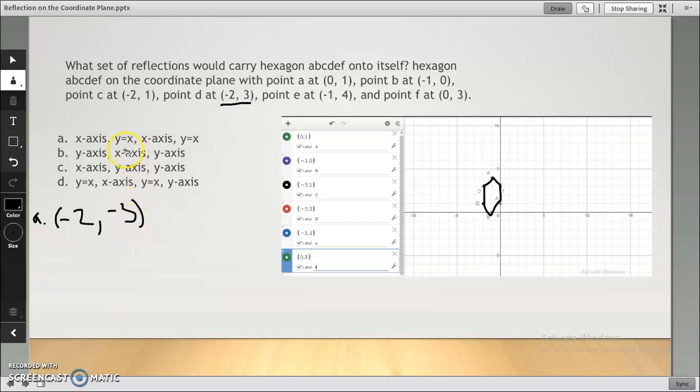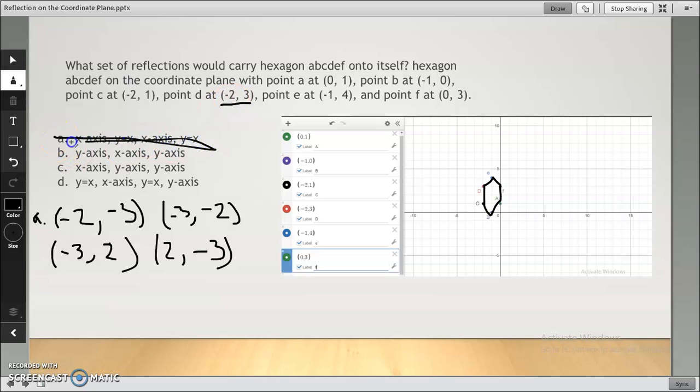And then I switch to y equals x. So then that's going to go to (-3, -2). Then I reflect it over the x-axis. And so when I do that, I get (-3, 2). And then I'm going to switch it back over y equals x. So it's going to give me (2, -3). Okay, so that does not get me back to that (-2, -3). So this one is out. I wish I knew a quicker, easier way, guys, but this is the way that I know.